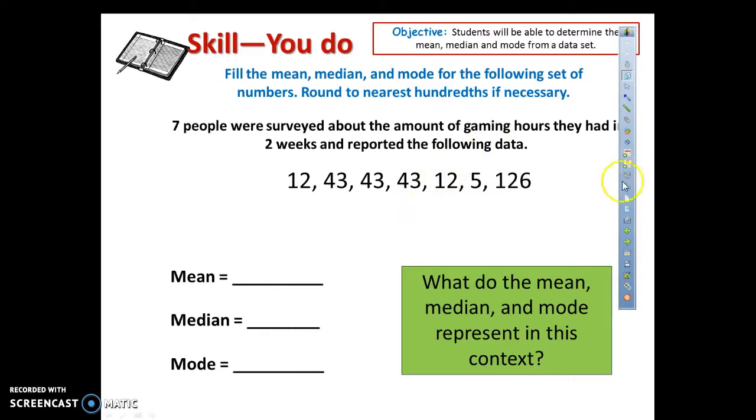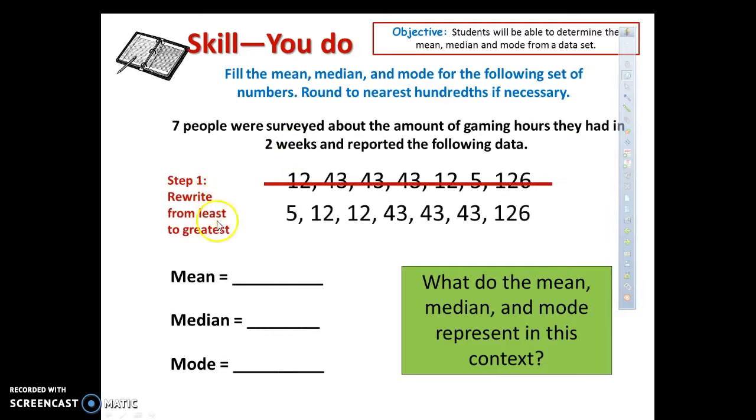Okay, hopefully you have tried this one on your own. Step 1 is to recalculate this list of these 7 people who were surveyed about the amount of gaming hours in 2 weeks and reorder it from least to greatest. If I want to calculate the mean, I add up all of these values and then divide by 7. And that gives me 40.57.